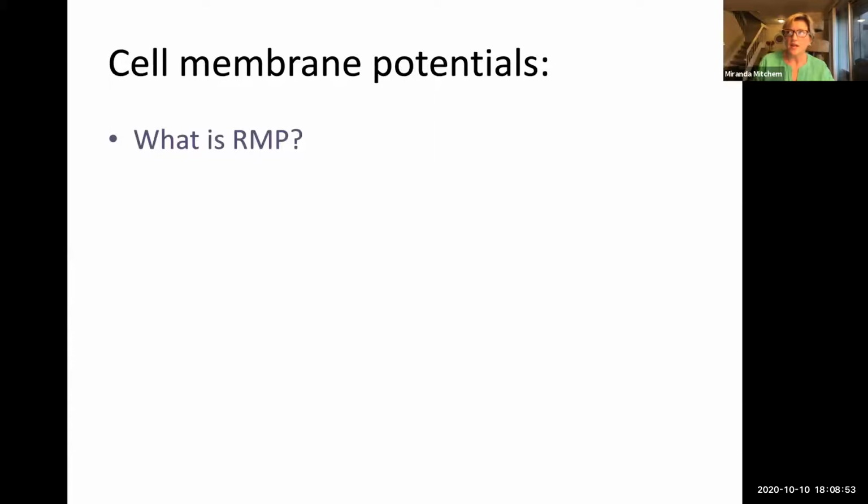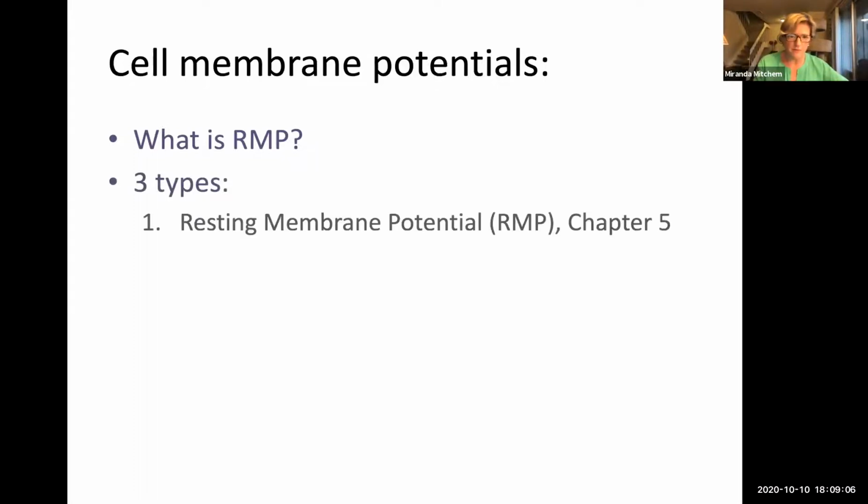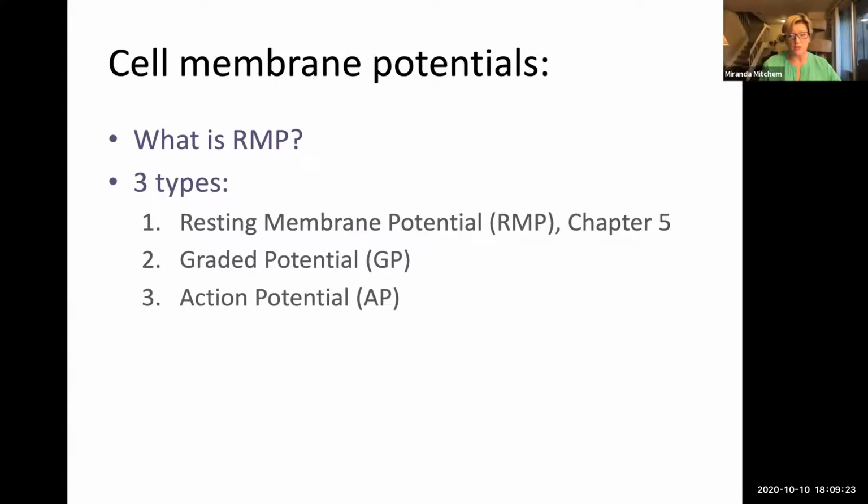Okay, so now let's tie this into the communication. Let's remind ourselves about the resting membrane potential. We talked about this a little bit before. That was the topic of chapter 5, but now we're going to learn about other types of potentials through the nervous system. So we've got our graded potential and then the action potential. So we'll review resting membrane potential as well.